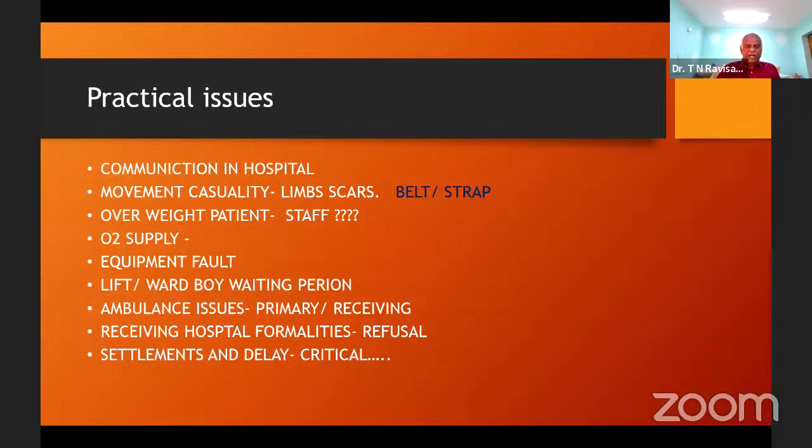Ambulance, primary or receiving hospital formalities: sometimes they refuse if the patient has collapsed on travel, because it involves giving a death certificate, it involves trying to convince the attenders, and a lot of emotional things can happen. Settlements and delay of the bill is one of the reasons; most of the time the patient is shifted into the ambulance and then something happens in the ambulance, that's a problem. Before you wheel the patient out of the ER, out of the ICU or the ward onto the stretcher, make sure the bills are settled and there is no delay in the front office to shift the patient.